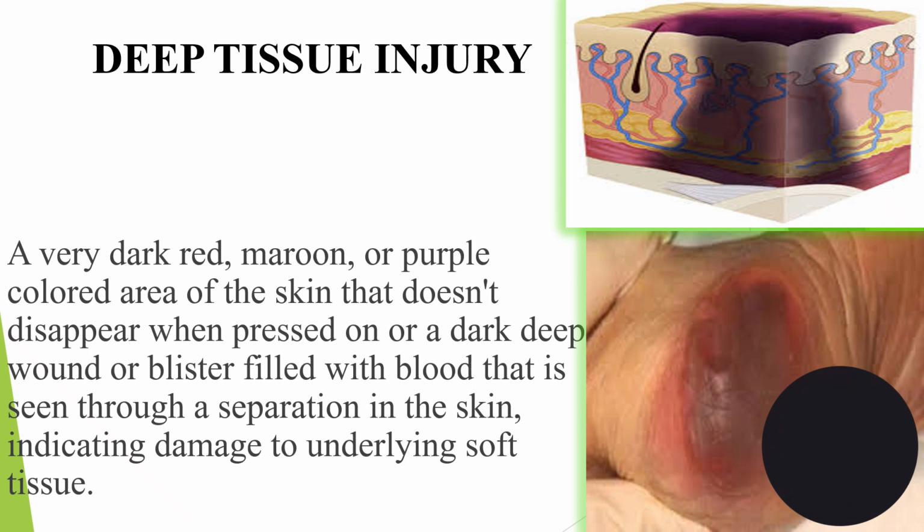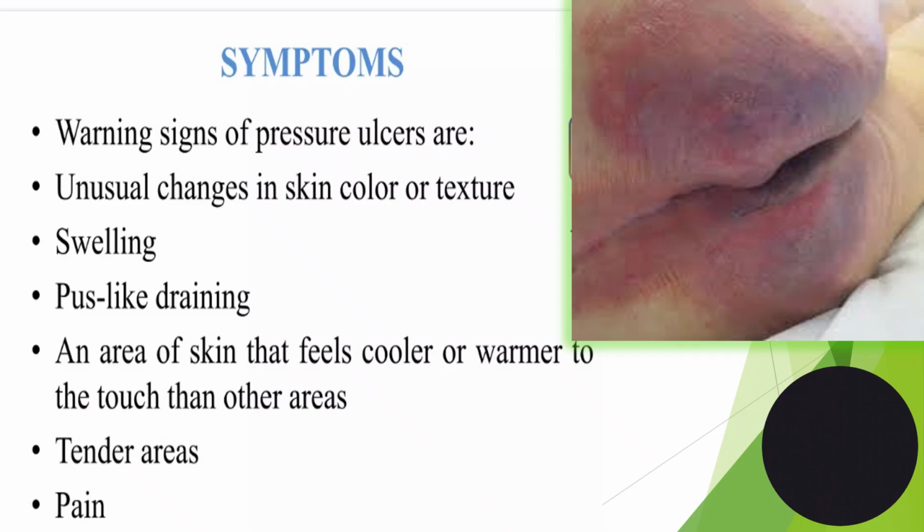Okay, next we move on to the symptoms of decubitus ulcer. Here we have the warning signs of pressure ulcer: unusual changes in the skin color or texture, swelling, pus-like drainage, an area of skin that feels cooler or warmer to the touch than other areas, tender areas and pain. So there are unusual color and texture changes, there may be swollen areas, pus-like drainage, and by touch itself you can feel warmth in the area compared to other areas. Tender areas and pain will also be present.